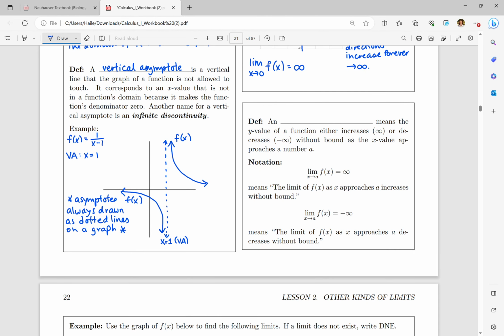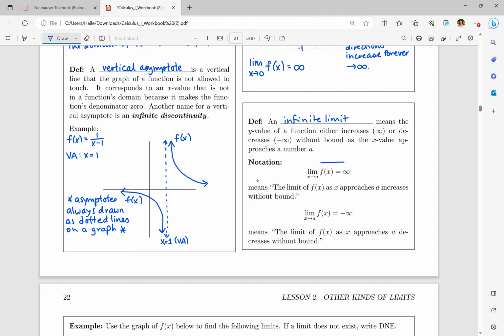All of this is leading up to our next type of limit, which is an infinite limit. An infinite limit means the y value of a function either increases, which would be infinity, or decreases, which would be negative infinity, without bound as the x value approaches a number a. In other words, you have a vertical asymptote at an x value, and either your graph points up or it points down.